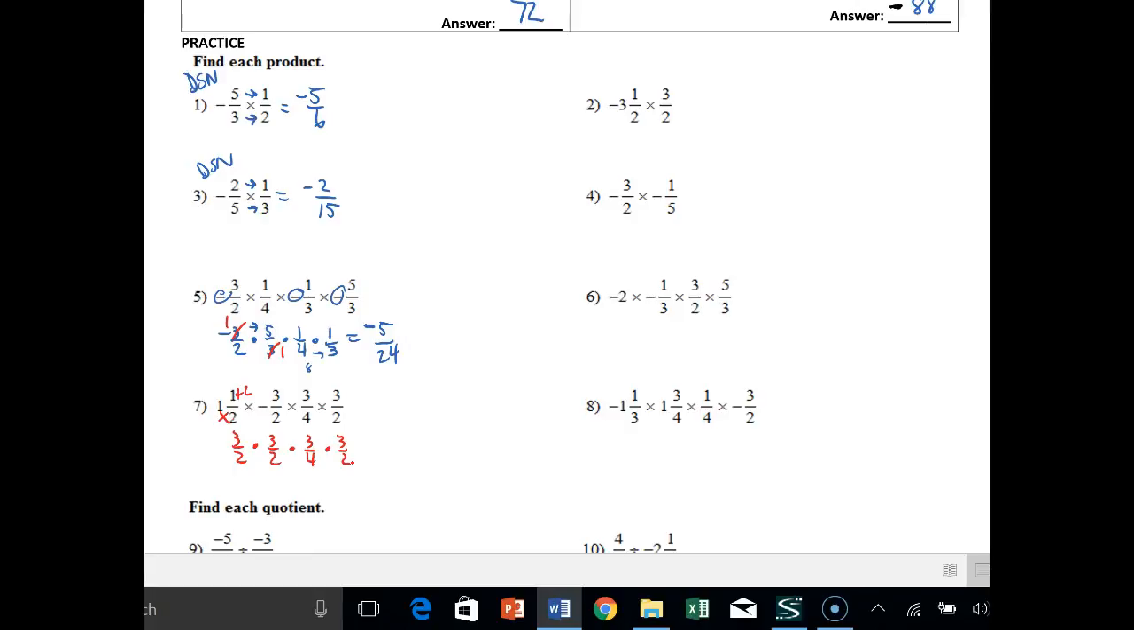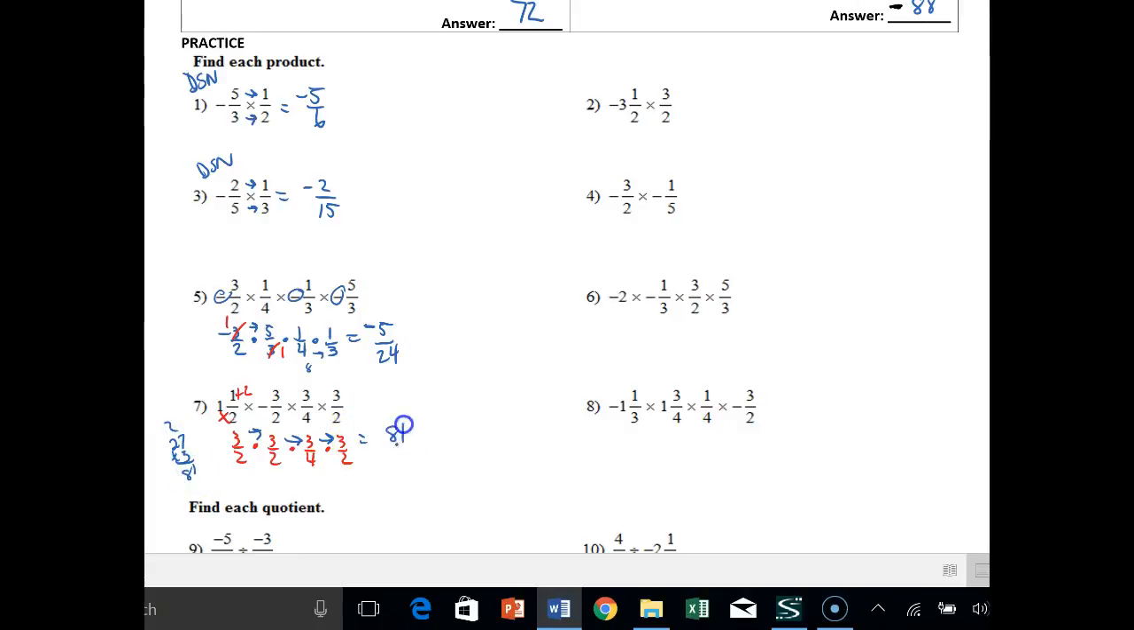Doesn't look like it, and even if I move stuff around, it doesn't look like there's anything I can cross cancel. So when I multiply straight across, basically I have 3 times 3 times 3 times 3. Careful, that's not going to be 12, because I know some of you right now are doing 3, 6, 9, 12. No, you're going to actually multiply. 3 times 3 is 9. 9 times 3 is 27. And then 27 times 3 is, carry the 2, 81.